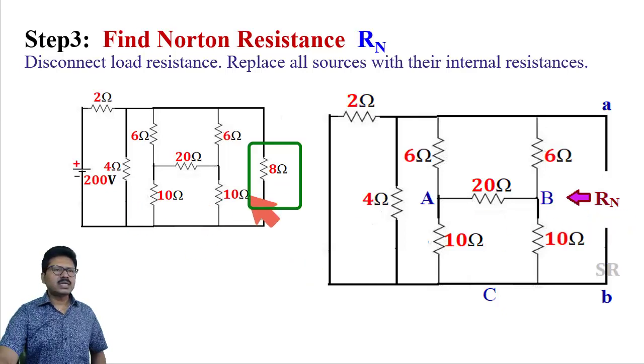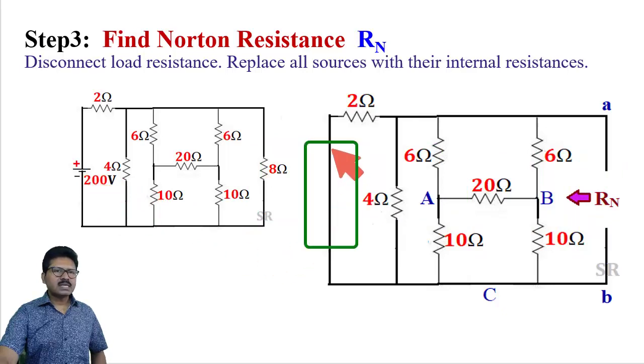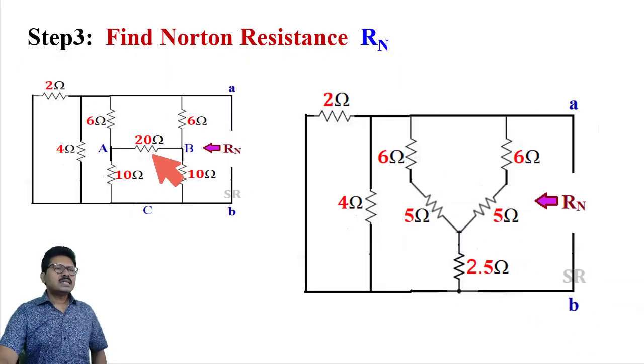So this 8 ohm resistance has been disconnected and this 200 volt source has been replaced and it is shorted. Now the resistance in between points A and B is Norton resistance. Now we need to calculate Norton resistance from this circuit. This is the circuit. In this place it looks like an H bridge. From this type of circuit, it is easier to calculate the equivalent resistance by using star delta conversion.